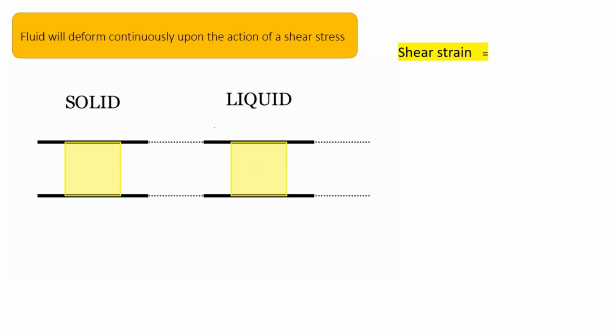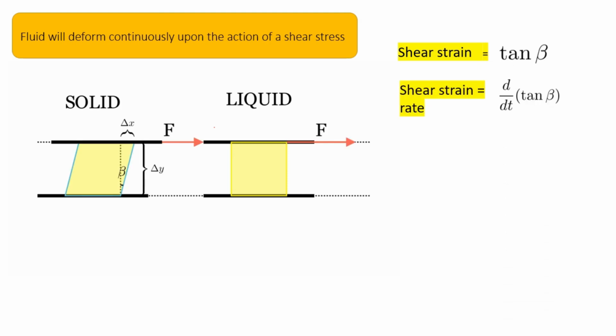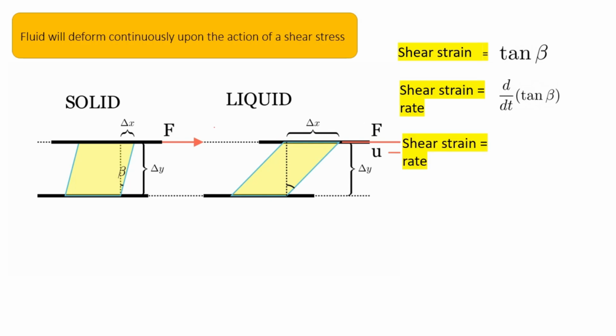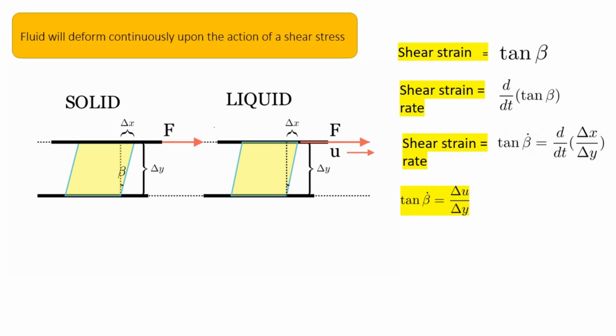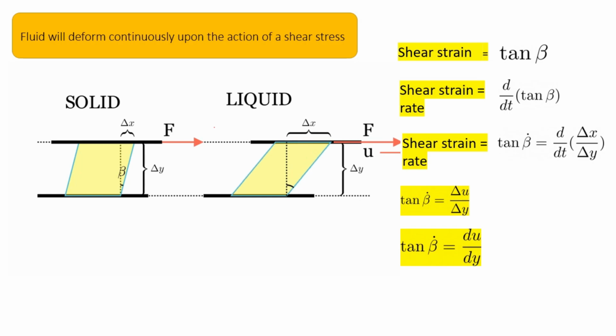In the case of a fluid, instead of shear strain, we take the shear strain rate because the plate is moving continuously without any resistance. So shear strain rate is equal to d by dt of tan beta, and tan beta is equal to delta x by delta y. So shear strain rate is equal to tan beta dot, that is equal to d by dt of delta x by delta y. And tan beta dot is equal to delta u by delta y, because d by dt of delta x is equal to delta u. And when the limits are applied, tan beta dot is equal to du by dy.